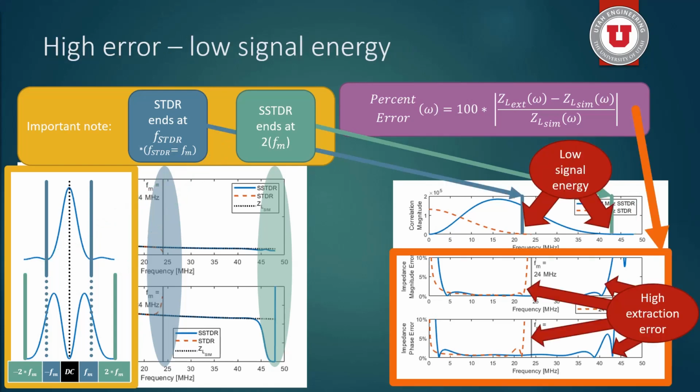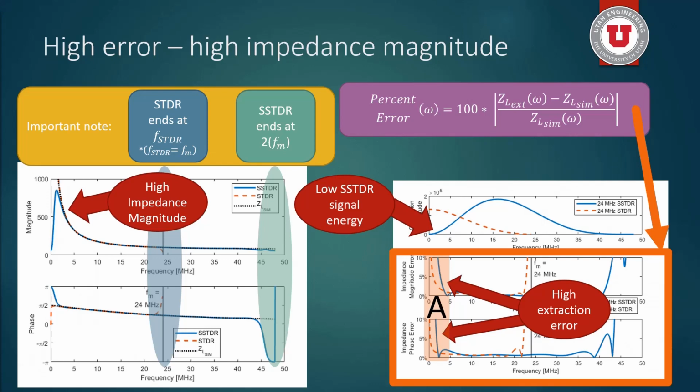It's also important to note the areas of expected high error, the first of which occurs with low signal energy near the ending bound of the frequency spectrum for both STDR and SSTDR. The second occurs in an area of high impedance magnitude near DC. In this region, the SSTDR has further complications with accurately extracting the load impedance due to also having low signal energy. Therefore, the STDR is the better choice for extracting impedance near DC. And this is shown in point A of the outline in orange.